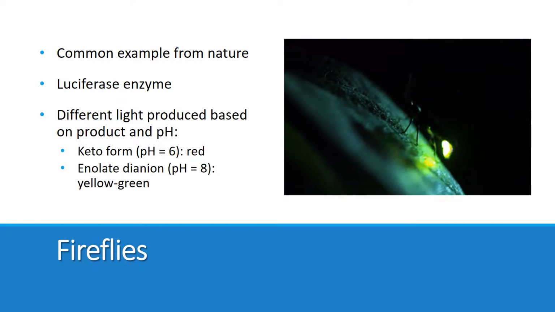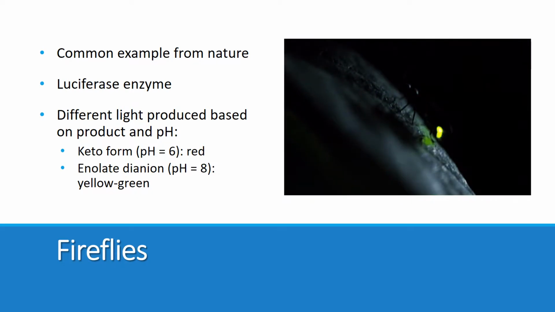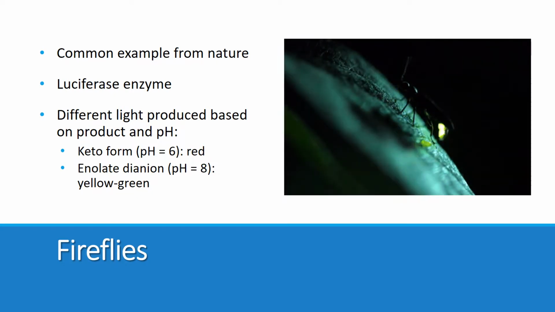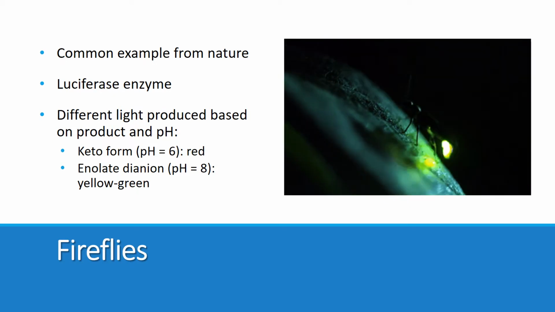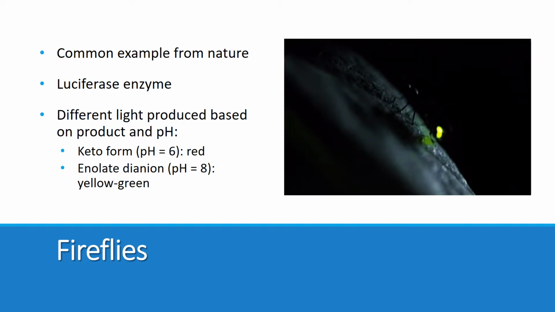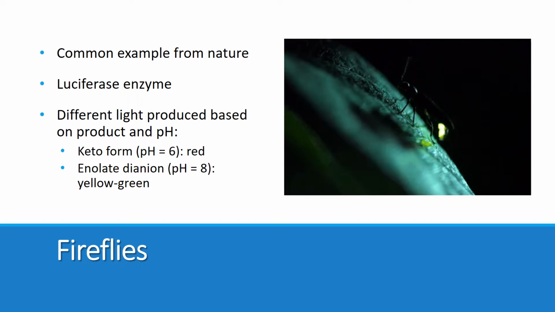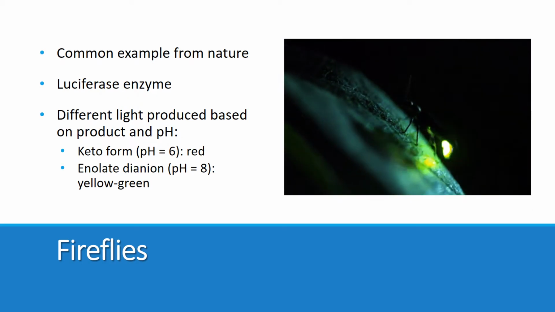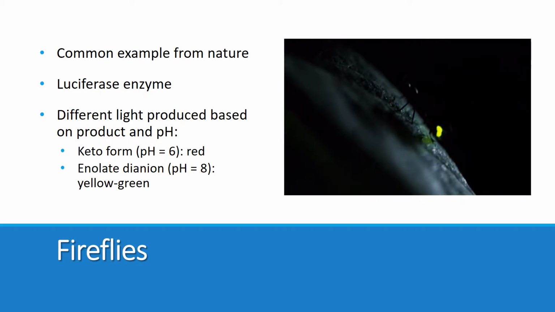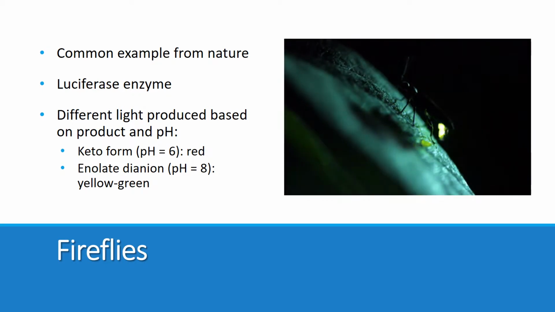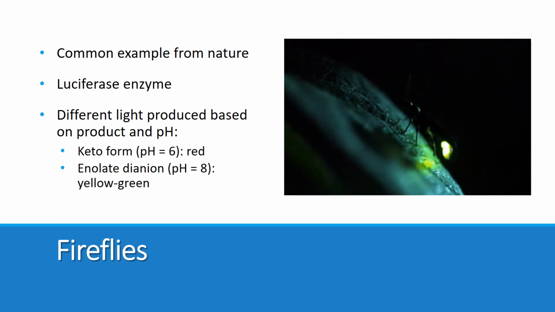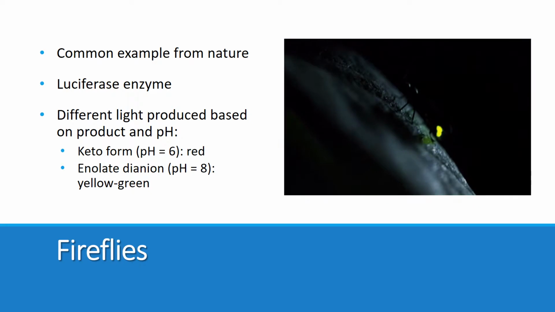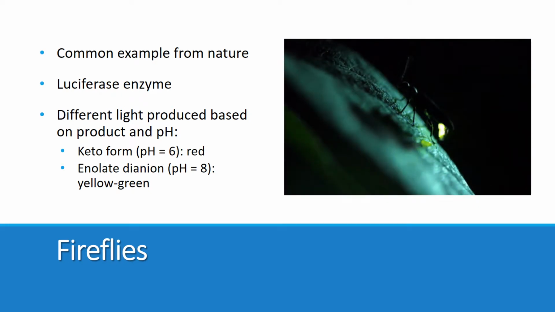For example, when the keto version of the emitter is formed, the pH in the firefly is around 6, which causes red light to be emitted. In contrast, when the enolate dianion is produced, the pH in the firefly is around 8, which causes the familiar yellowish green light to be emitted. As we will discuss later, fireflies are not the only organism to use chemiluminescence.